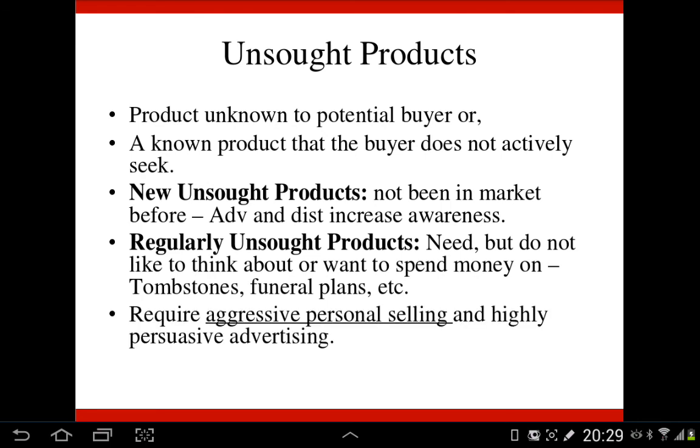And as I've said, it requires aggressive business selling. People on the phone calling you saying, hey, have you considered purchasing this product? And very persuasive advertising. Okay, and that is the presentation. Those are the 4 different types of consumer products.